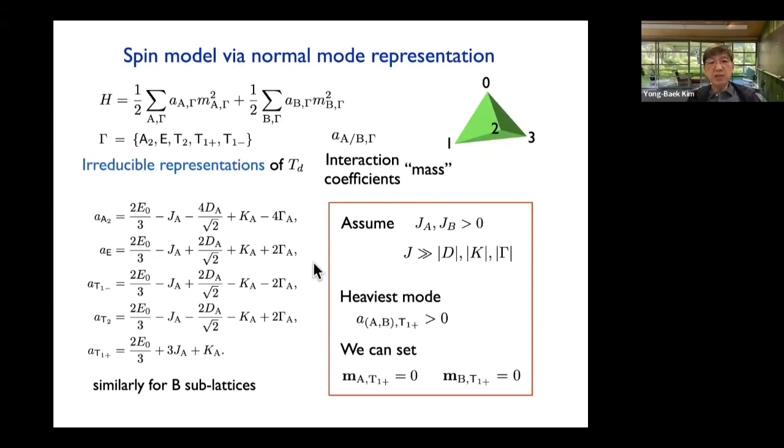If you do so, then it turns out that the heaviest mode, or the mode that costs the highest energy, is what we call the T1 plus mode, because this is always the largest number. So what we are going to do is get rid of this, because when you go to the low energy limit, we are not going to excite this mode. So if I restrict to the low energy system, then we can just set those modes to be 0.